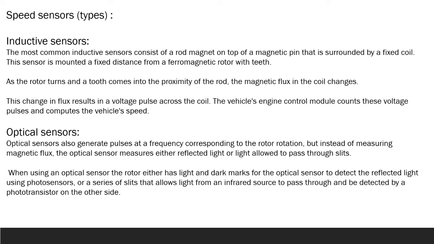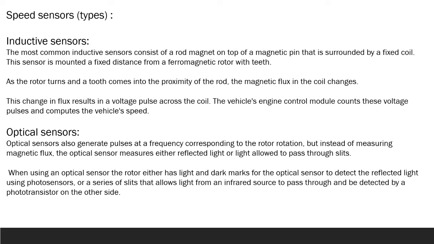The vehicle engine control module counts these voltage pulses and computes the vehicle speed. Another one is the optical sensor. These optical sensors also generate pulses at a frequency corresponding to the rotor rotation, but instead of measuring magnetic flux, the optical sensor measures either reflected light or light allowed to pass through slits.